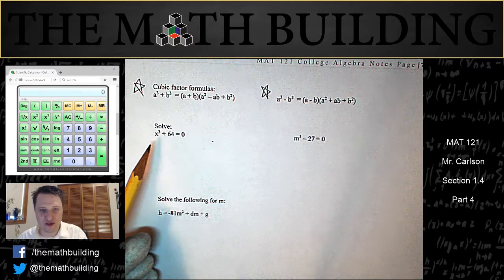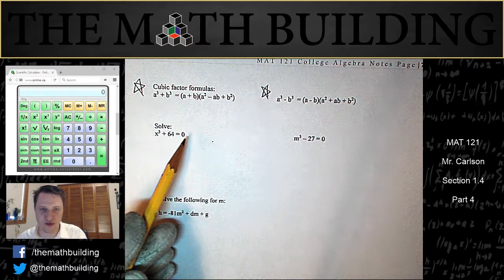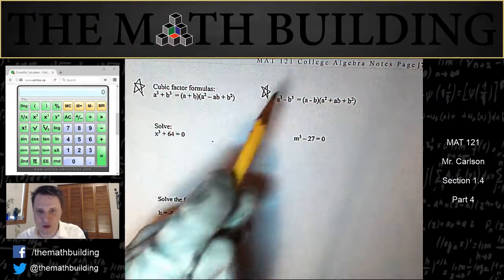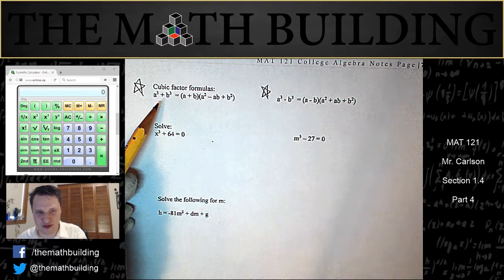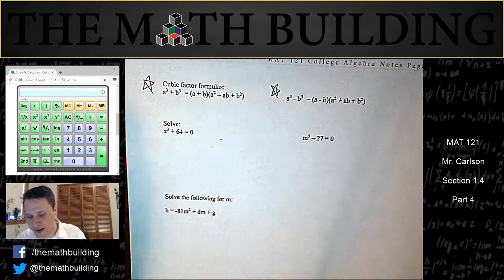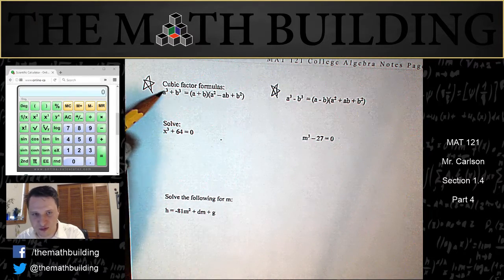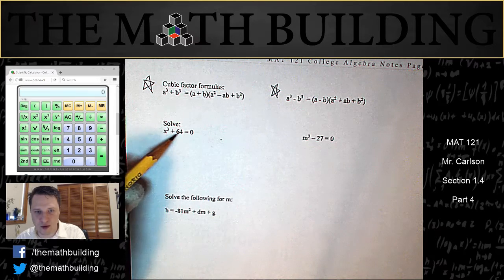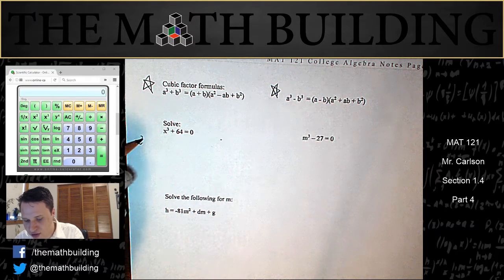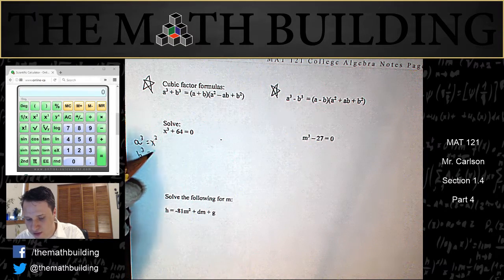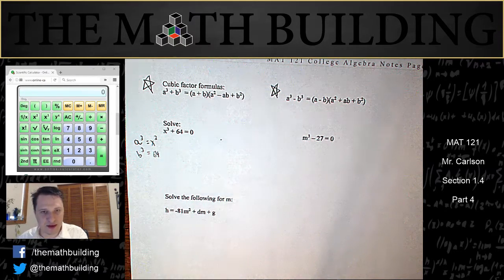So first, if it's x to the 3 plus 64 equals 0, are we going to use this one, or are we going to use this one? That's right, it's a plus, so we should use this one. So here's how to follow the formula. This part right here is x to the third plus 64. So that means that a to the third is our x to the third, and b to the third is 64. Do you see how I did that?